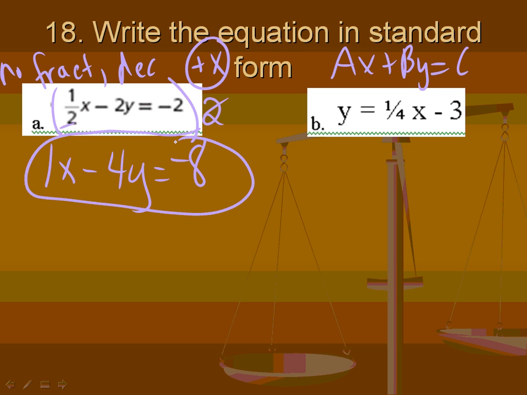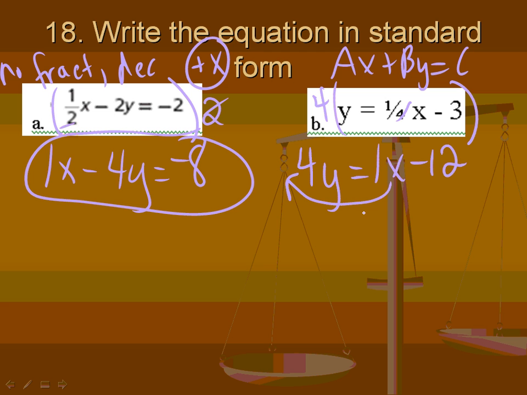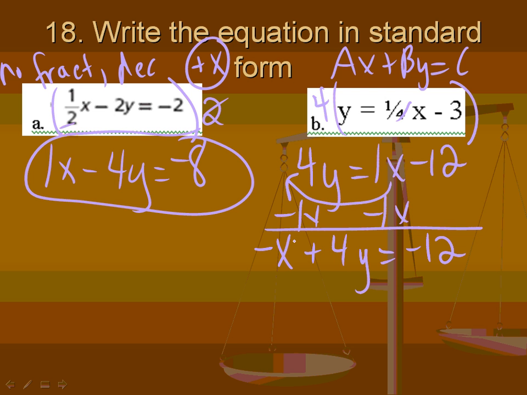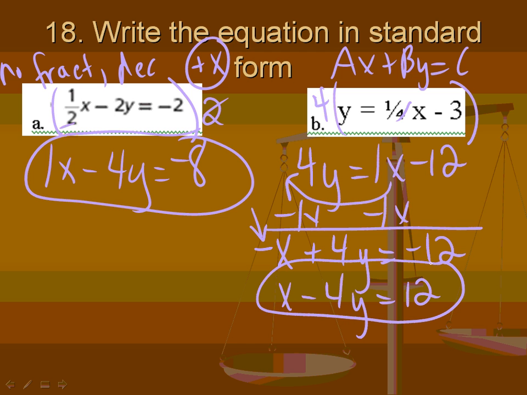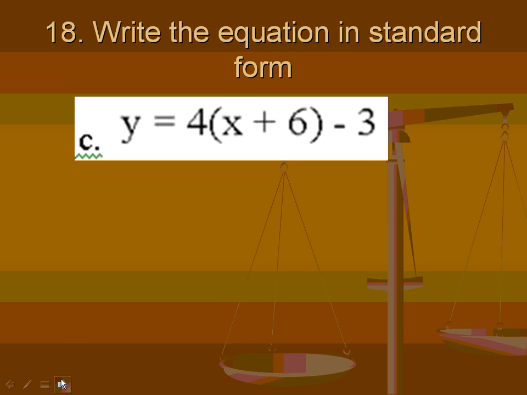Looking at B, I'm going to first clear my fractions, so I'm going to multiply everybody by 4. That gives me 4y, the 4's cancel, equals 1x minus 12. I need to move the 1x to the left, so I'm going to subtract 1x. That gives me negative x. You could put the 1 there if you want to, plus 4y equals negative 12. The x cannot be negative, so I'm going to change all of my signs to the opposite of what they were. And there you go.